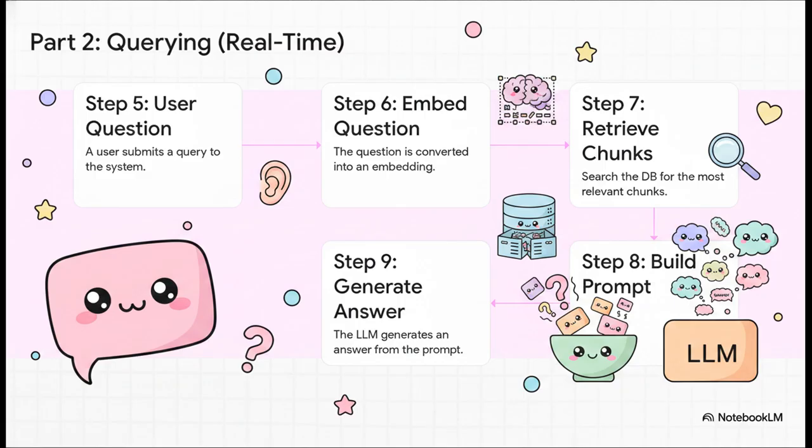First, the user's question itself gets turned into an embedding, just like the document chunks did. Then the system uses that question embedding to find and retrieve the most relevant chunks from the database. Next, it bundles the original question and those retrieved chunks together into a new, super-informed prompt. And finally, the LLM uses all of that rich context to generate the final accurate answer.